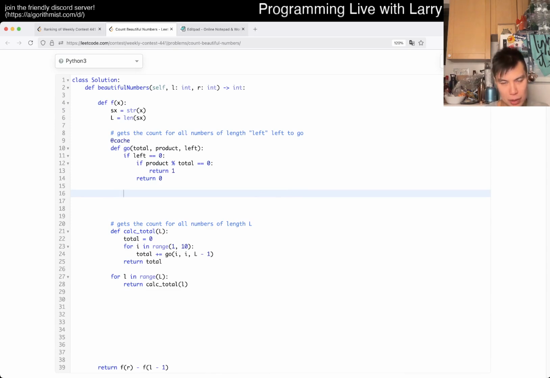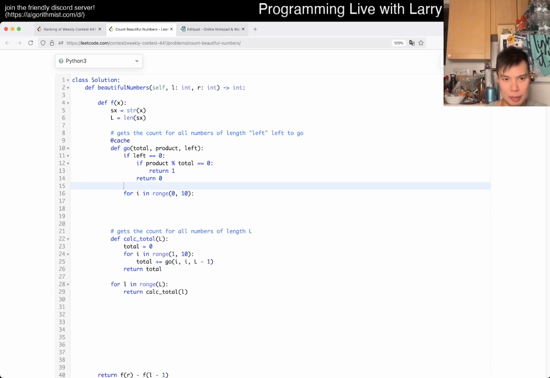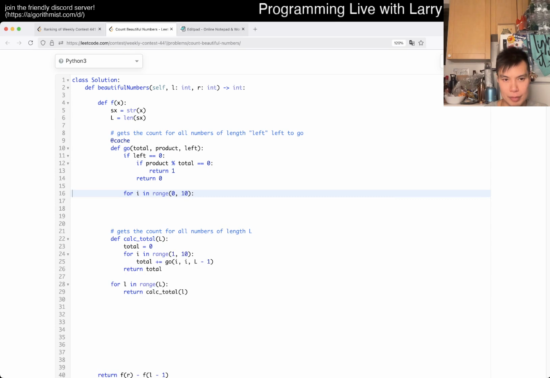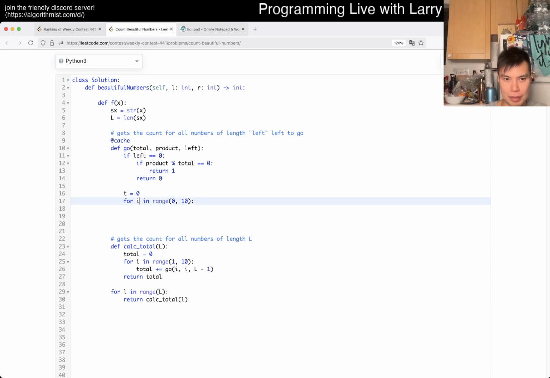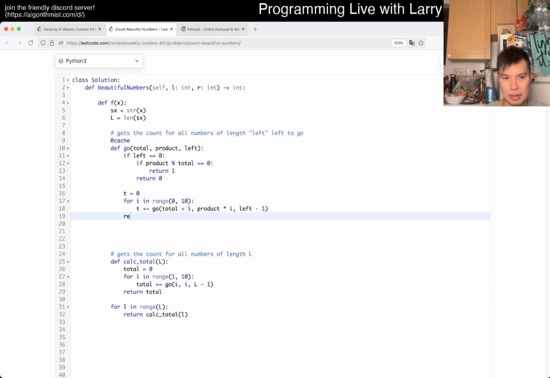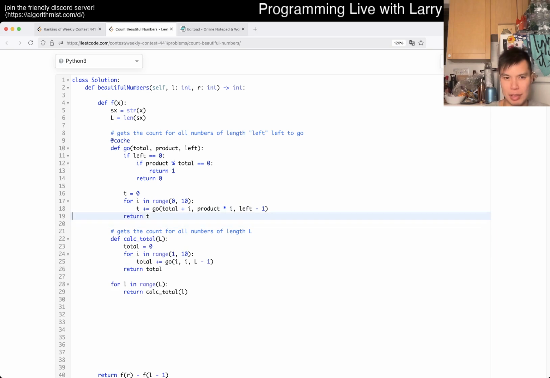Okay. Otherwise, then now the next digit is going to be from 1. Actually, it could be from 0 to 9 now, and that's actually a little bit awkward. Whatever. So we want to say total plus i and product times i, and then left minus 1. I guess if product is equal to 0, then we could get it, but that gets cached anyway, so I think that's fine.